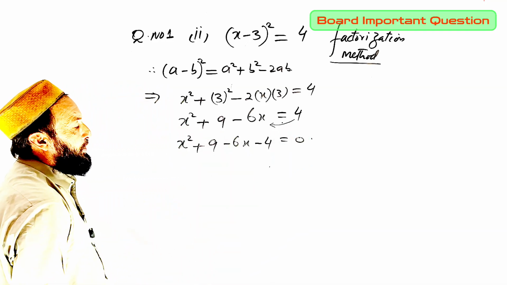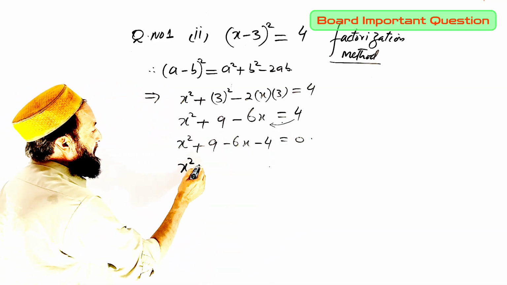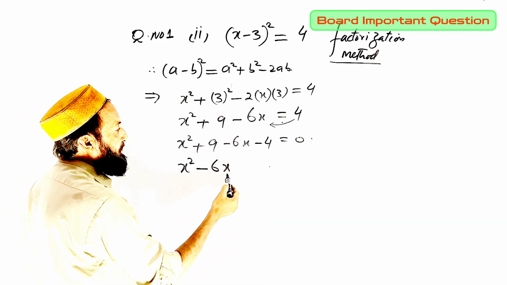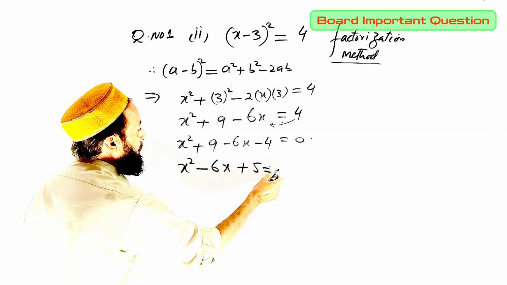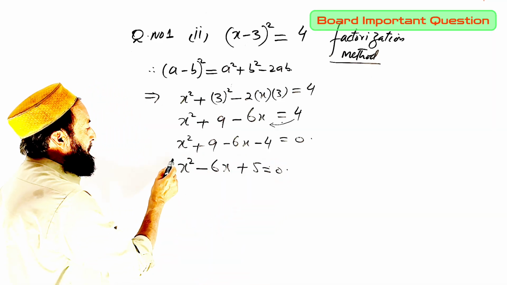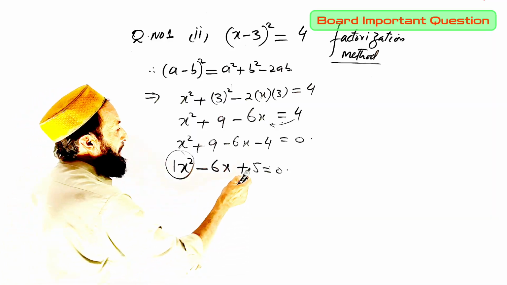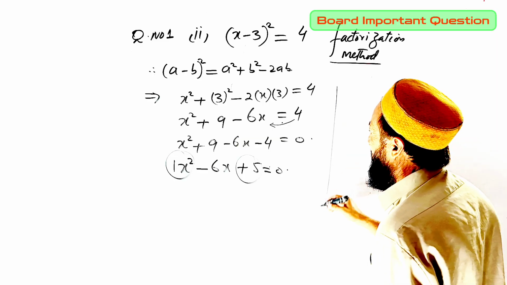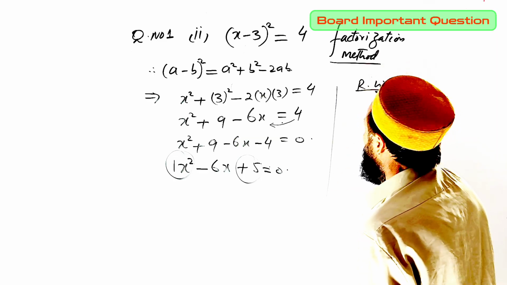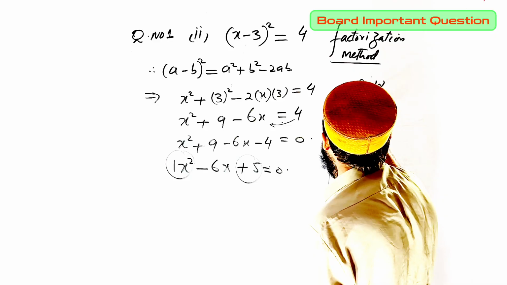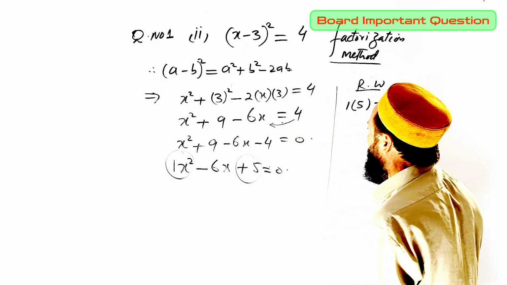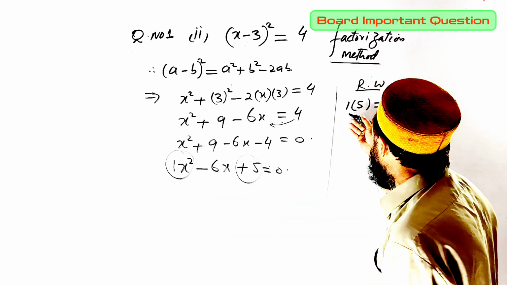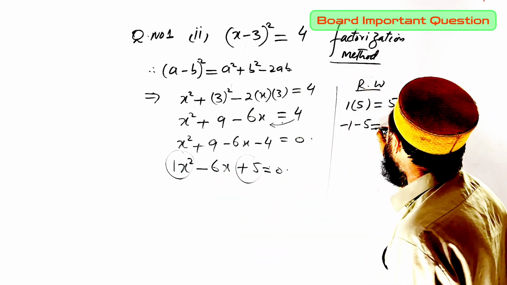Now according to the quadratic equation, we change their position. Here x square minus 6x plus 9 minus 4, we get plus 5, is equal to 0. But in factorization, the first term is x square and the last term is 5. So we multiply in here, and do the rough work. The coefficient of x is 1, multiplied by the last term 5, gives plus 5, and we need minus 6.